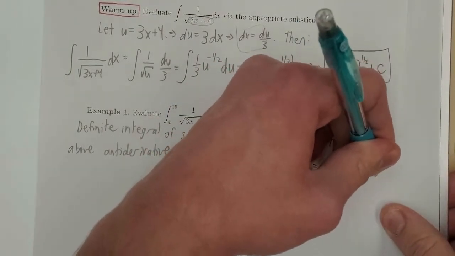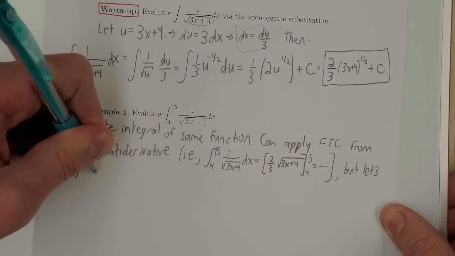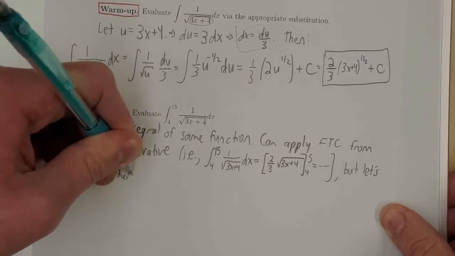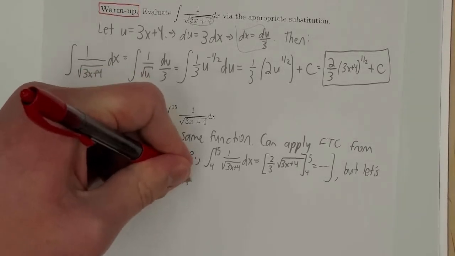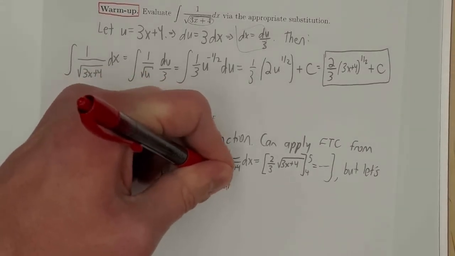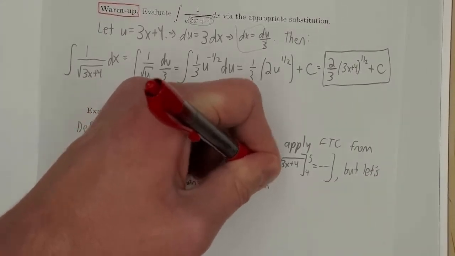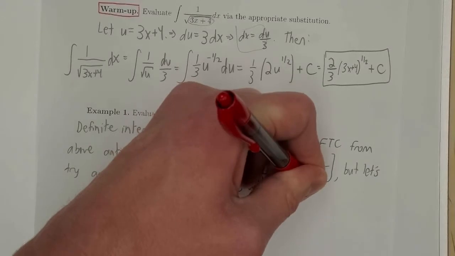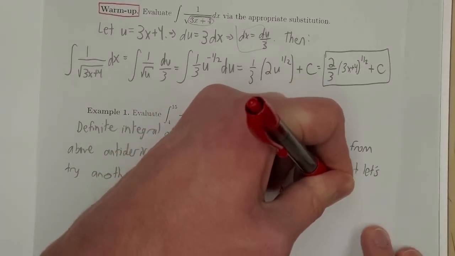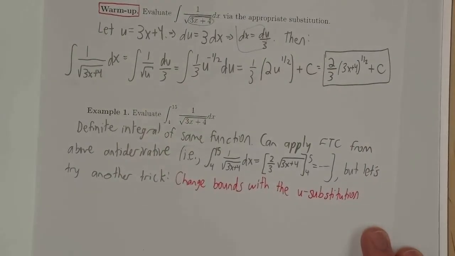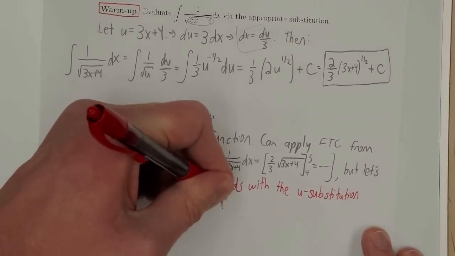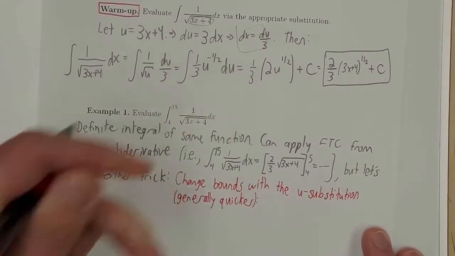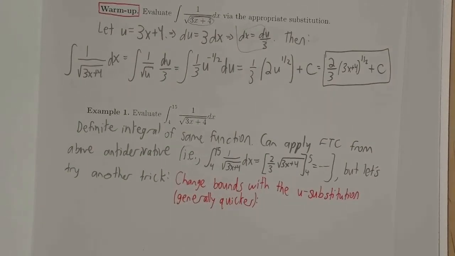But let's try another trick. And this trick is going to be generally quicker. So in this case, we change bounds with the U substitution. And the reason I'm encouraging this is because this is generally quicker. So here's what I mean by this.